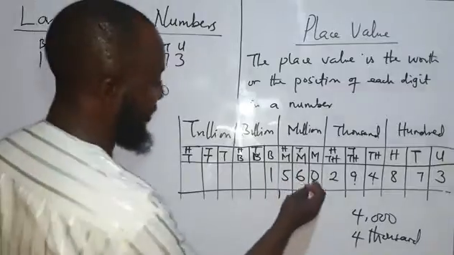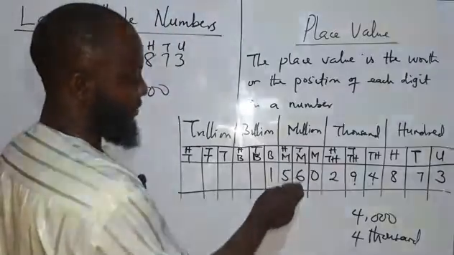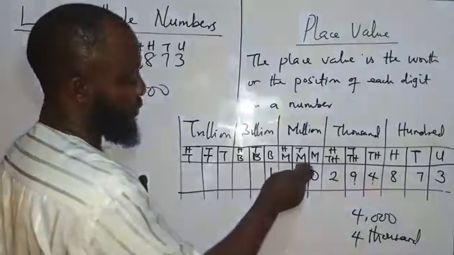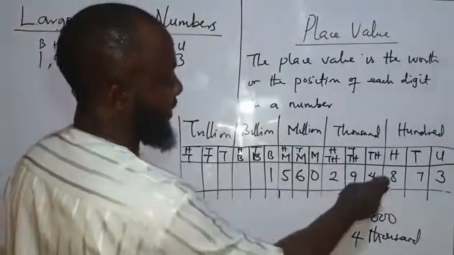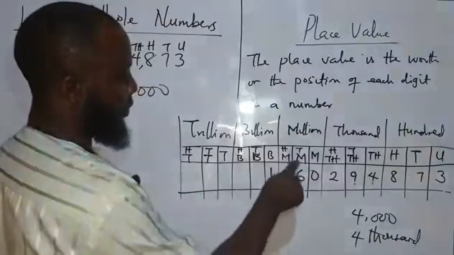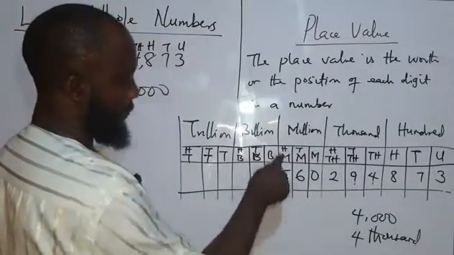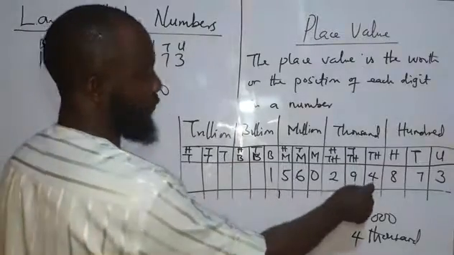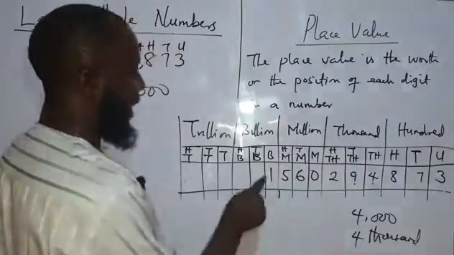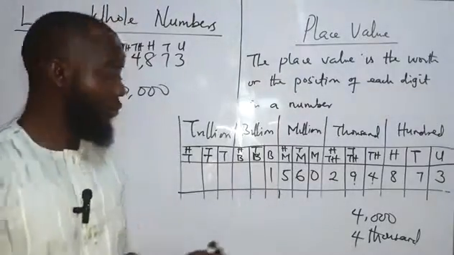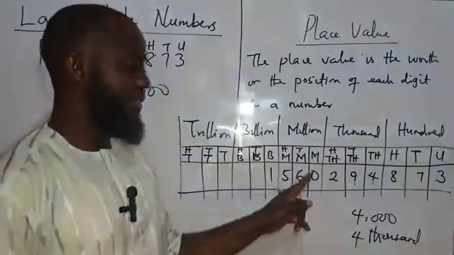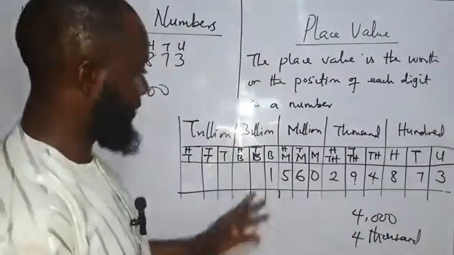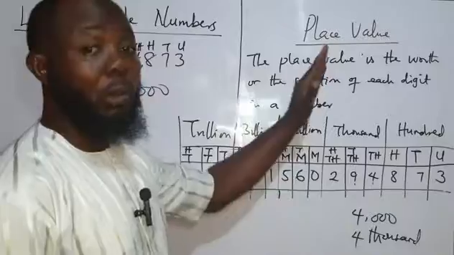So the value of 0 here is million. The value of 6 is tens of million, which is 60 million. If you want to pronounce this, it will be 60,294,873. Then this one will be 560,294,873. While the last one here, which is under billion, will be 1,560,294,873. I hope this is very clear to you. That is it on place value.